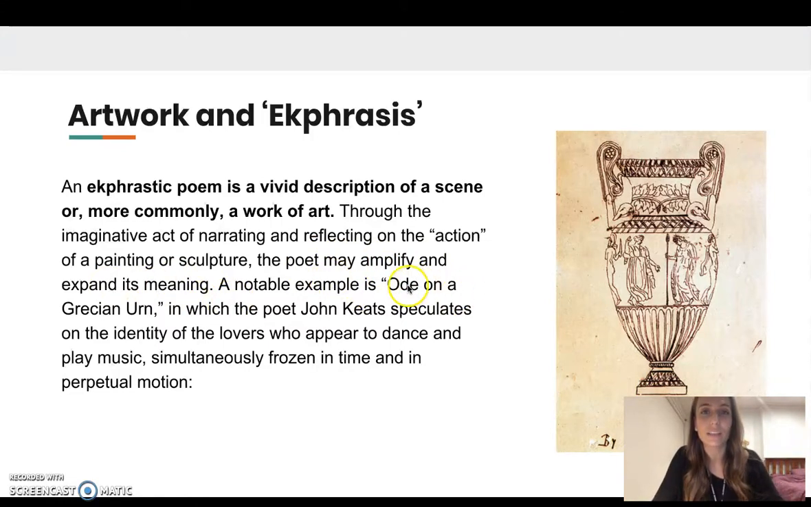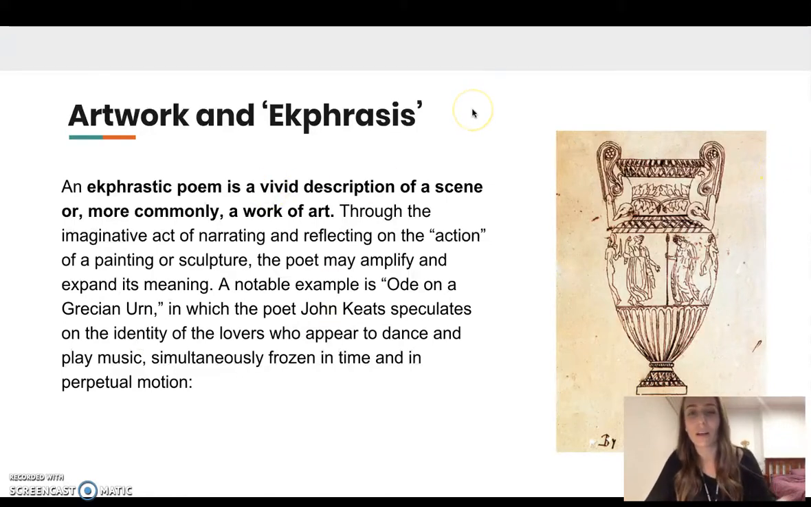A really famous example is Ode on a Grecian Urn. It's a poem by romantic poet John Keats, one of these bad boys. He saw this Grecian urn, saw all the detail of these figures moving and doing their business, and he's like, this is beautiful, I'm going to write a poem about it. He speculates in this poem on the identity of the lovers on the urn's surface, who appear to dance and play music, frozen in time and in perpetual motion. Isn't that interesting? Frozen in time, but always in motion. It's kind of like a paradox. It's a whole poem about how art lives forever. Art is eternal and beauty is eternal. Read it if you ever have the time.